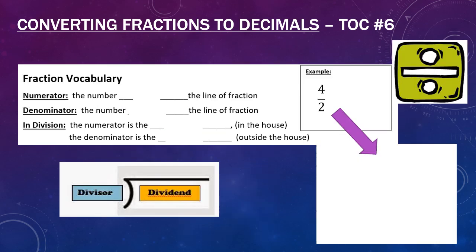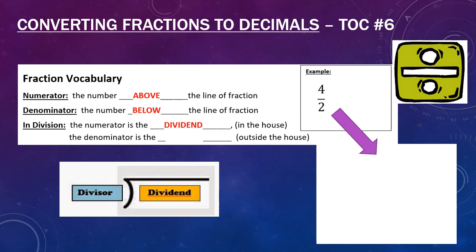All right, moving down on your notes, now let's talk about some fraction vocabulary. We are coming out of our ratio unit. We've already mentioned these numerous times. We talked about that a ratio is a comparison of numbers by division because a fraction is just a division problem in disguise. When we start converting to decimals, the numerator is the number above the line of the fraction, and the denominator is below the line of the fraction. In division, the numerator is the dividend, or the number that goes inside the house.